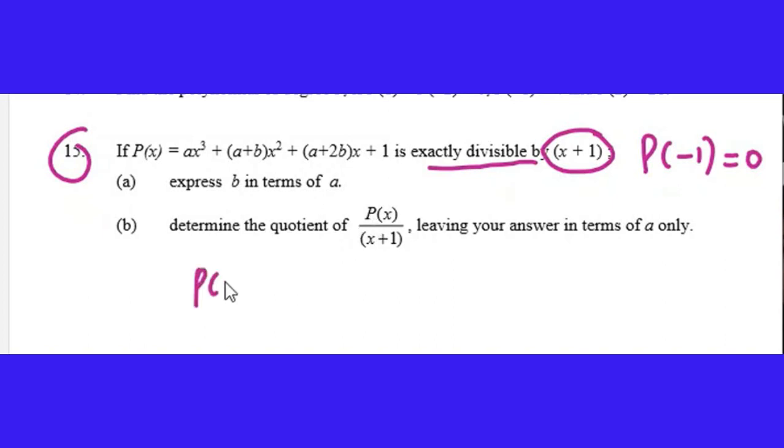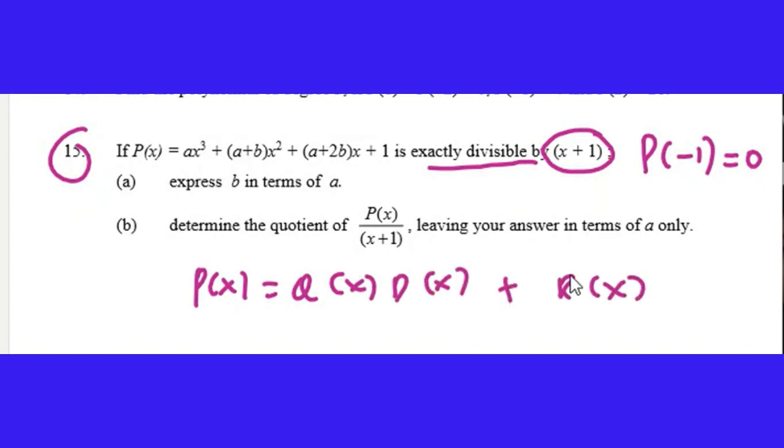Determine the quotient. Maknanya P of x equals Q of x D of x plus R of x. Quotient yang ni. Okay, quotient. Leave answer in terms of A. Jadi yang ini tengok. Okay, if easy for you to use remainder theorem ke factor theorem, use. If not easy, using the long division. Dan jadi kita tengok, kita try A dulu.